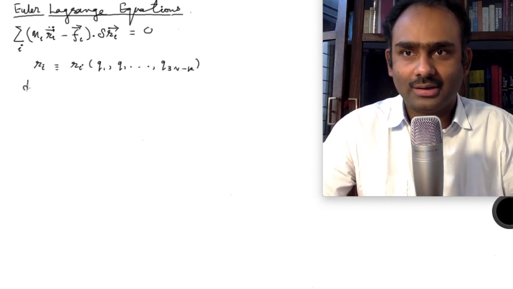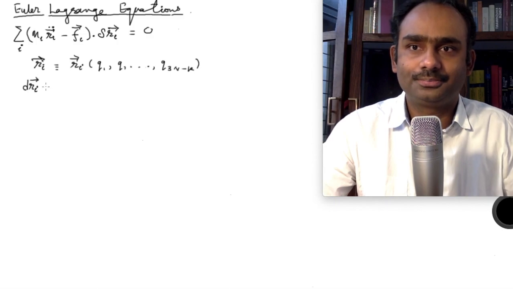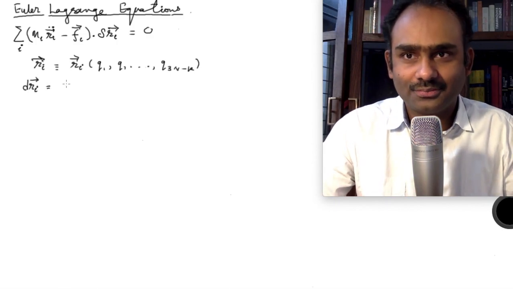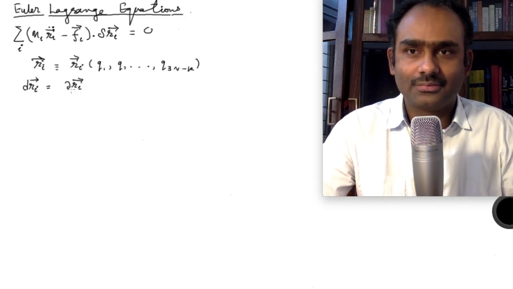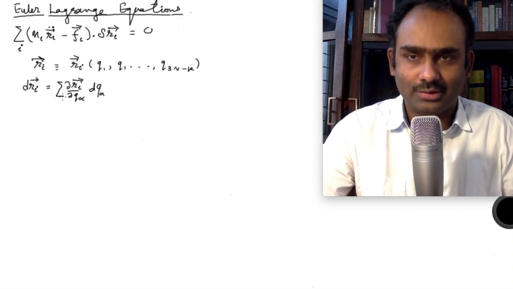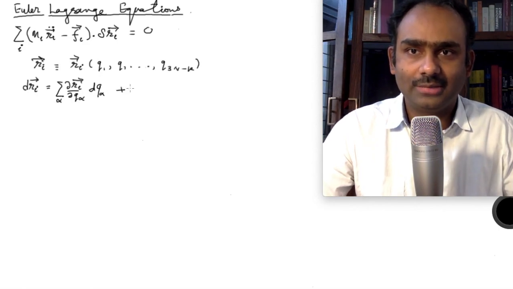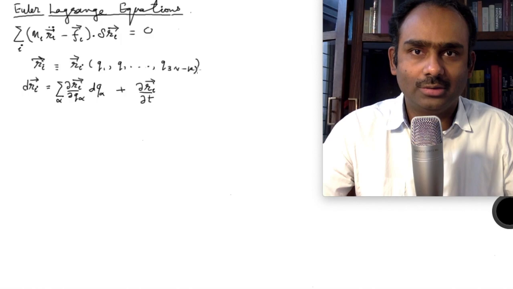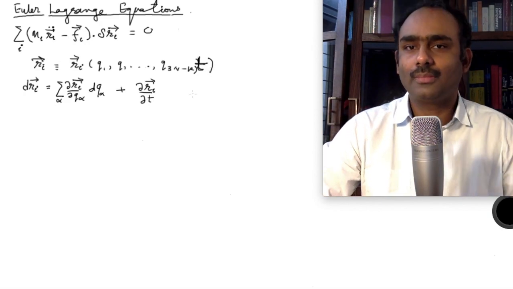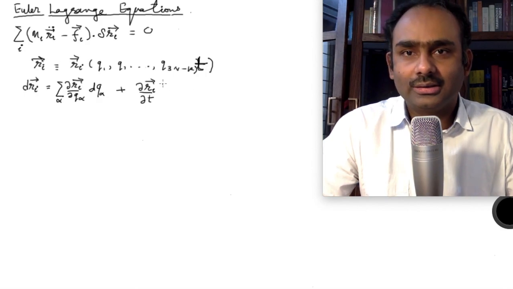Now I can take a differential of this and write dr_i. I should put vector symbols here, okay? dr_i is what? Del r_i over del q, let me call it alpha, dq_alpha, and I should sum over all the generalized coordinates, and I will also have a time derivative term, which means I missed writing in the previous line something, so here we should include time as well. Put a comma and make it a t. Okay, this is time, t. And dt. dt is missing.